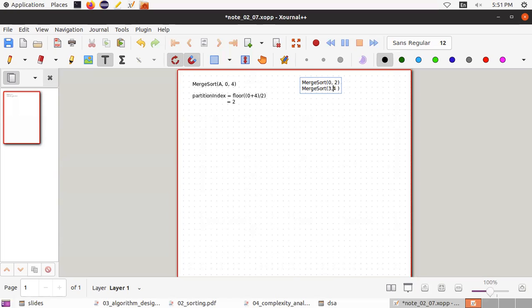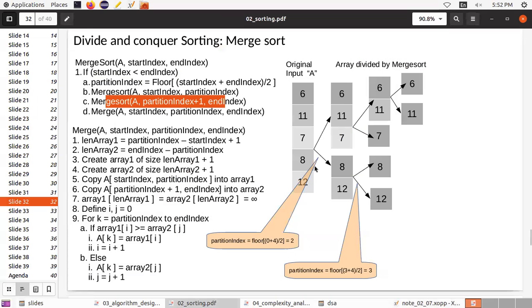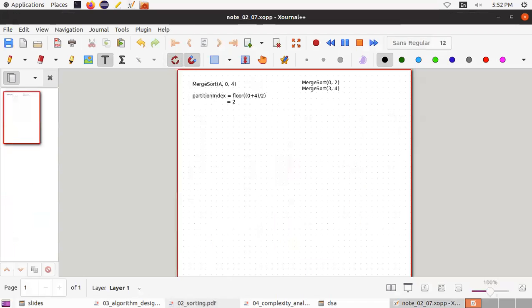Okay, this is going to be the call. Now, when these are called, merge sort 3, 4 is making a call to this, and merge sort 0, 2 is making a call to this array. Now, when merge sort 0, 2 is called, the following will be happening.